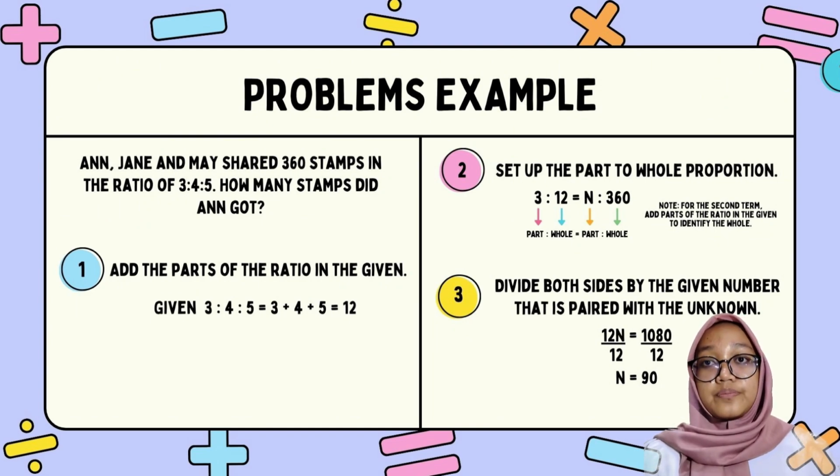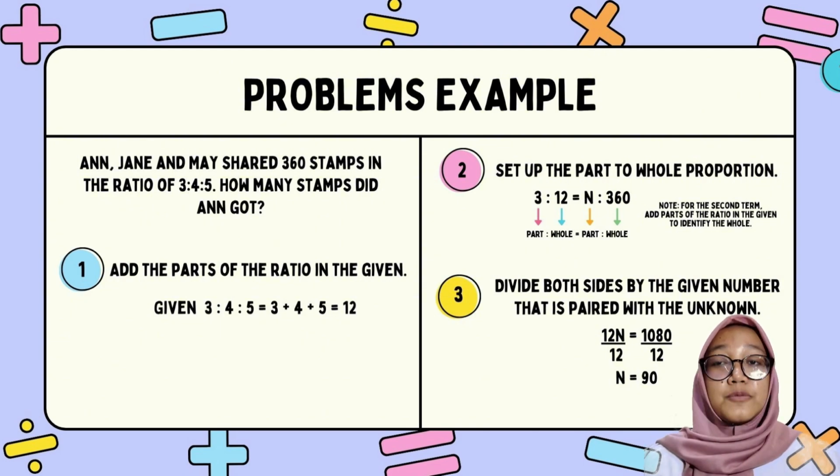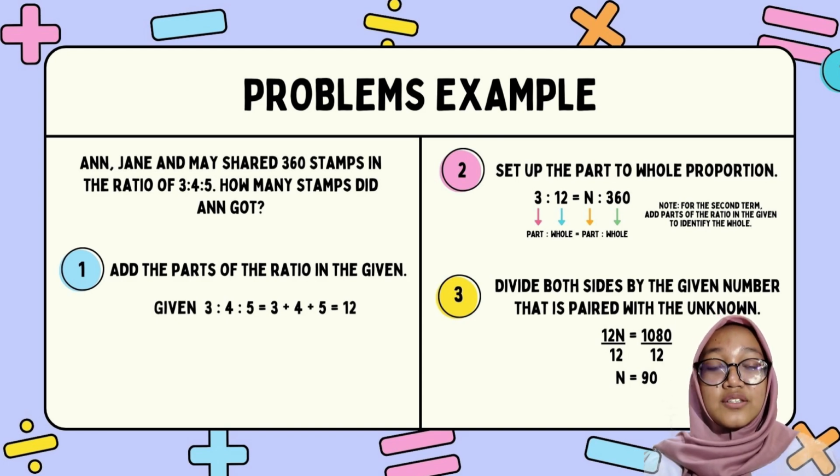Second step, set up the part to whole proportion. And then we will write 3:12 is equal to n is to 360. And then the parts are 3 and n, and then the whole is 12 and 360. Any note for the second term? Add parts of the ratio in the given to identify the whole.